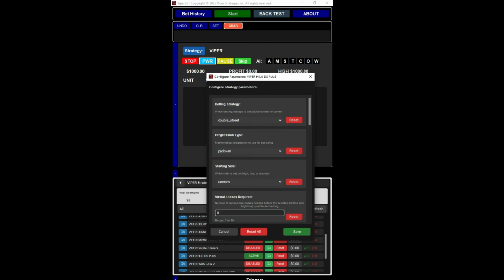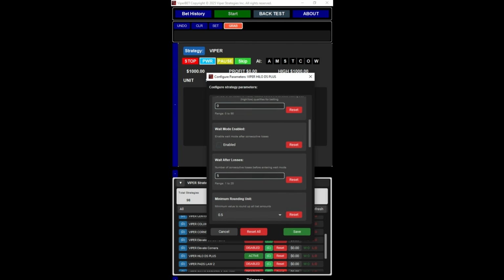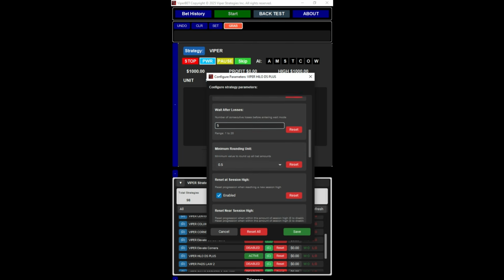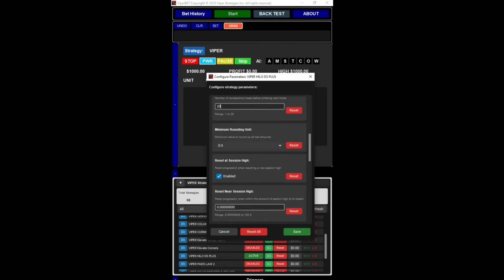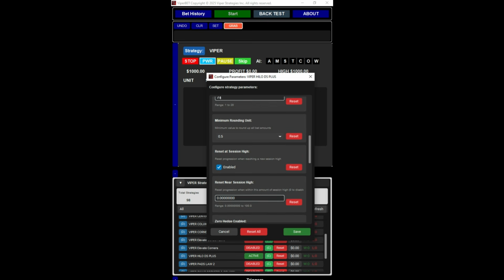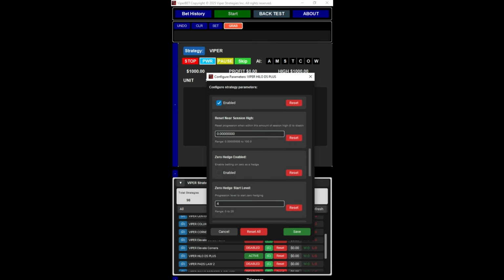Okay, now let's look at our progression type here. Again, we'll just use Padavon. And I like this one, starting side. Let's just keep that random. It's going to switch sides. Wait mode, okay, that's decent. I don't know if I want a wait mode. Let's not do that. Let's go ahead and keep that wide open. Again, this is just for testing purposes. These are very fun to play around with. Configs, you could config however you want. Reset at session high. We could keep that there.